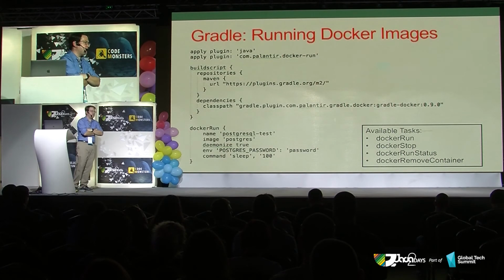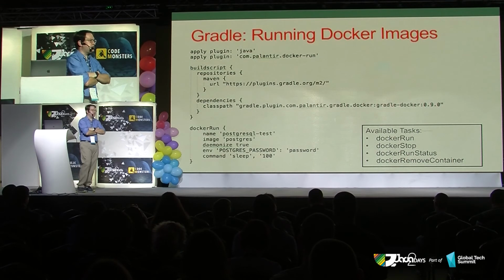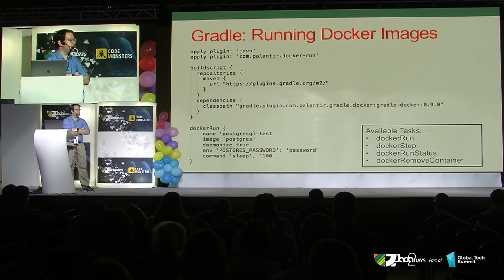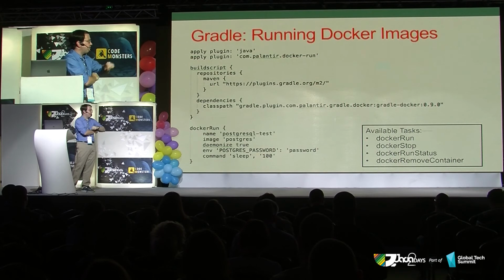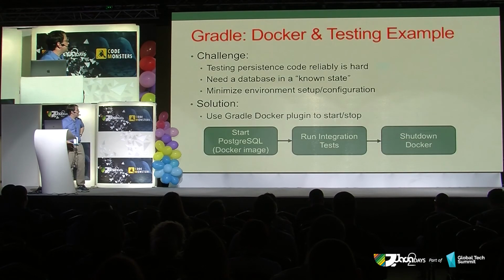If the tests fail, obviously I leave the Docker image running so I can then connect to it and see what data was actually saved within the database. Where did it fall apart, and compare that with the logs. So this plugin has several different tasks, so I can use different methods. I can use Docker run to start, stop, etc. and get the status. So this makes it much easier to test persistence code.